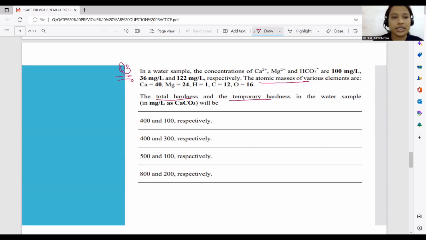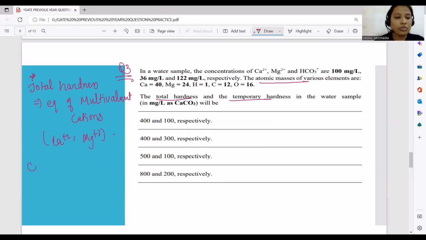All right. If you do not know the very important concepts related to carbonate hardness, non-carbonate hardness and total hardness: first of all, the total hardness is the milliequivalents of multivalent cations. So multivalent cations are what? That is Ca+2 and Mg+2, right?